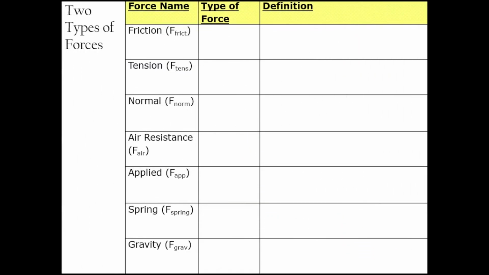So now we want to start talking about different types of forces. The way we're going to talk about these forces, though, is first identifying what type of force it is, and then defining what that force does. So the first one we're going to talk about is friction, and friction is a contact force. What that means is that you must be in contact with an object in order for friction to exist.